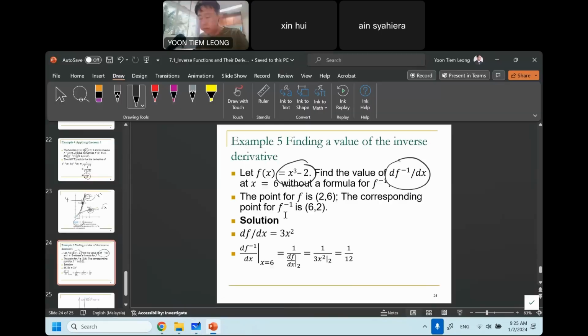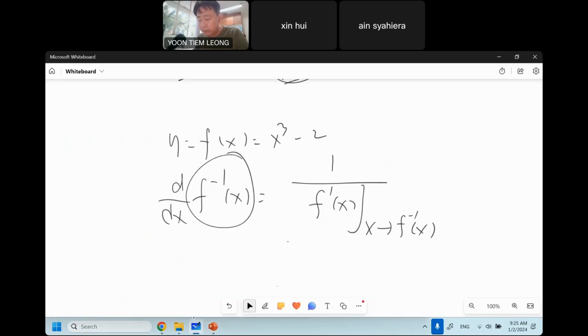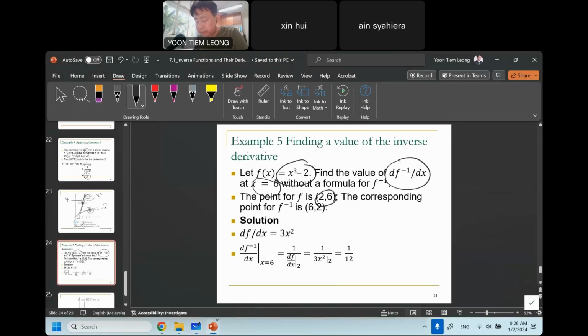The question actually gives you some hint. It says you are asked to find the value of the derivative of the inverse at x equal to 6 without a formula for the inverse. Let me try to explain what this means. Here the question says you are asked to find the expression for this when x is equal to 6. Right.